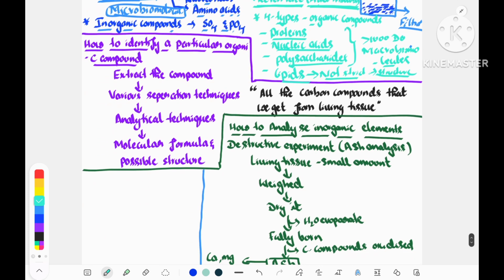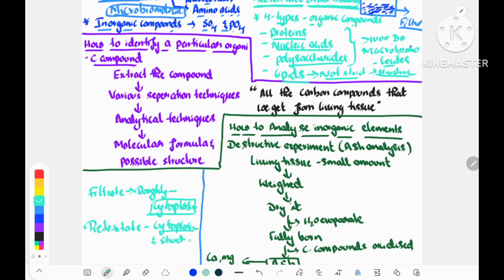And one more point you have to remember here: when an element compound analysis is done for a living tissue, we will have the filtrate, and the filtrate will roughly give the compounds which are present in the cytoplasm. This is very important, they may ask it. And the retentate contains both the cytoplasmic content as well as the structural components of organelles. This point is very important.